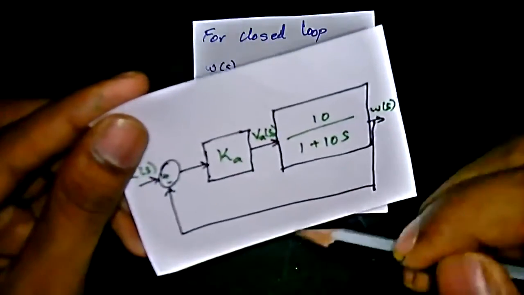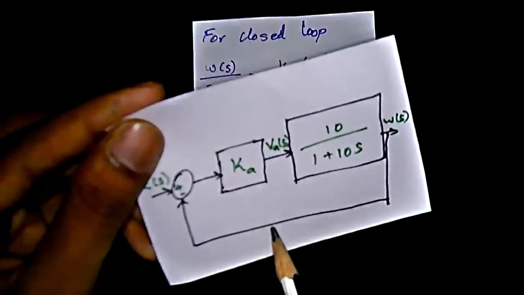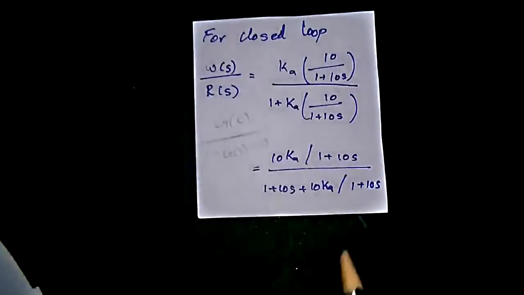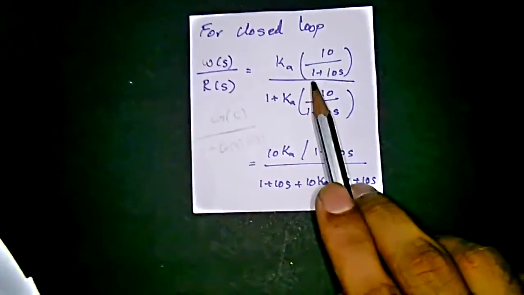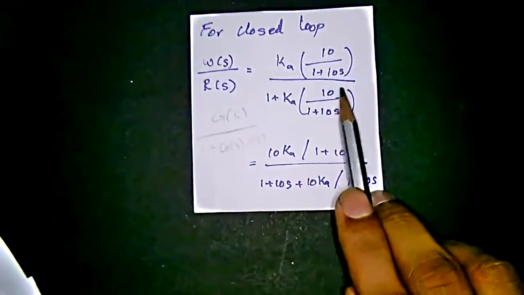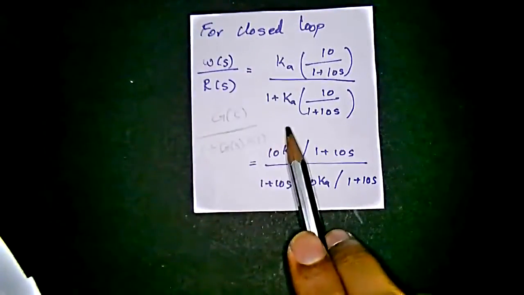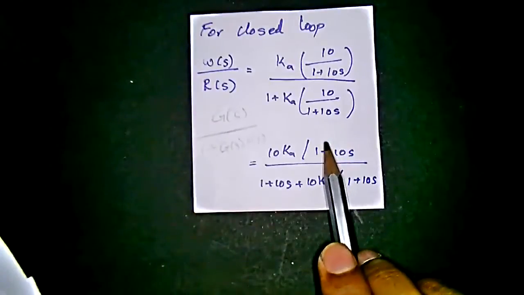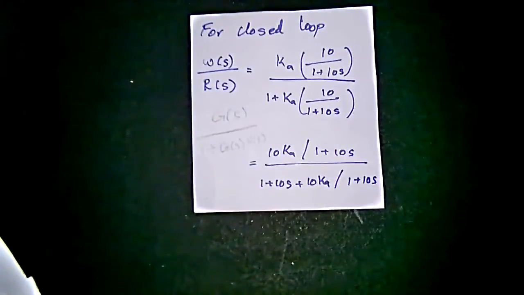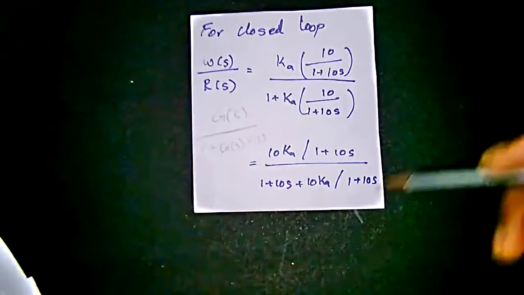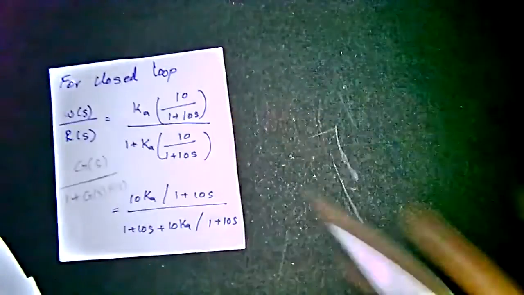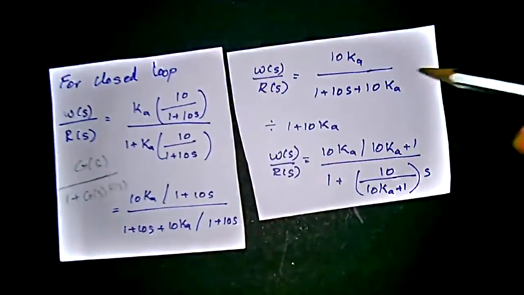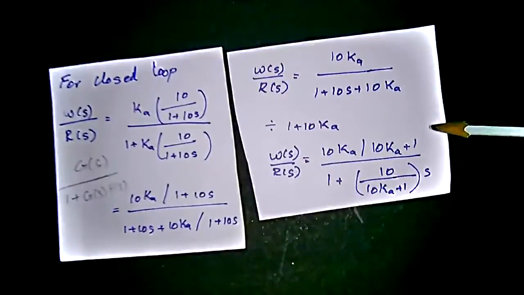Since nothing is in the feedback path, we write H(s) as 1. So we rewrite the equation as Ka·10/(1+10s) divided by 1 plus Ka·10/(1+10s). We rewrite that as 10Ka/(1+10s) divided by (1+10s+10Ka)/(1+10s). The (1+10s) terms cancel, and we get the closed loop transfer function as 10Ka/(1+10s+10Ka).